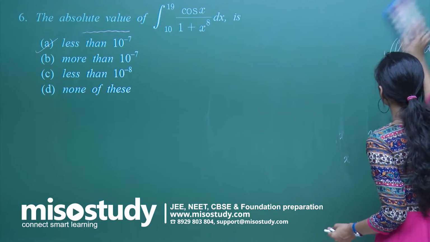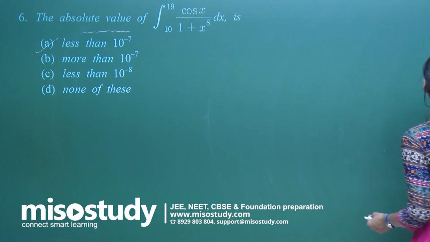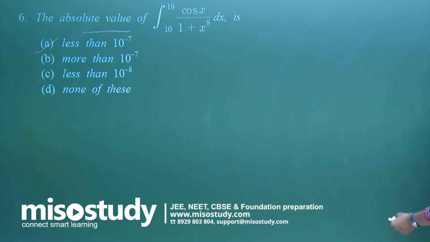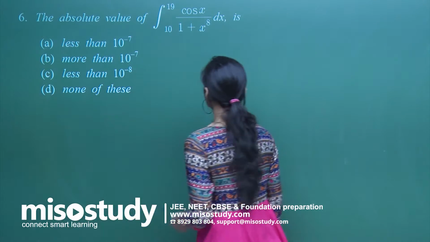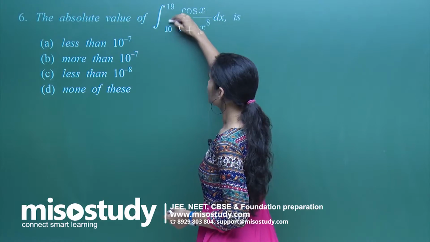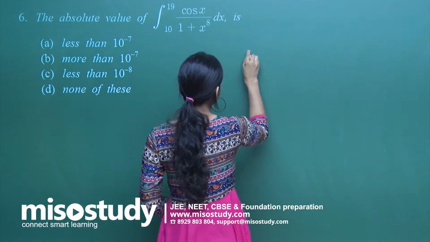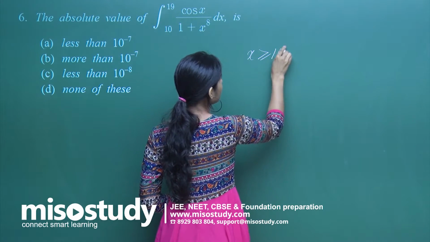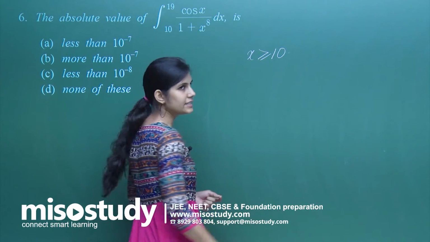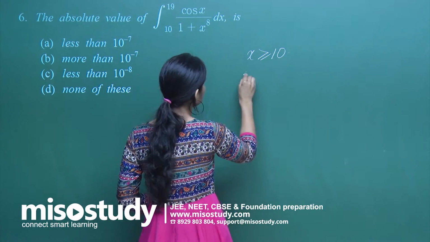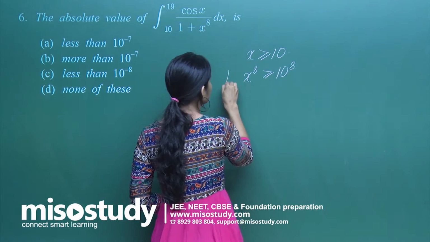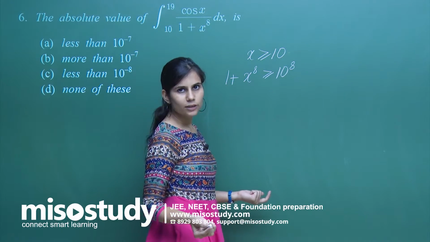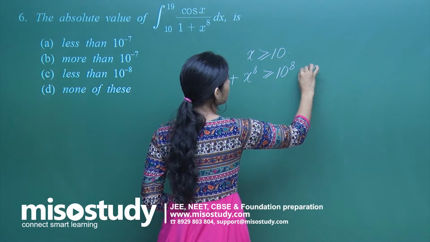Moving to the next question, we have: what is the absolute value of this given integral expression? Talking about this, you need to first focus upon the values which x can acquire in this expression. For this question, I am given that x is going to range from 10 to 19. So x is greater than or equal to 10 and less than or equal to 19. Greater than or equal to 10 means what? x to the power 8 will be greater than or equal to 10 to the power 8. Obviously, if I add 1 to it, again the inequality holds. So this is something that you already have.